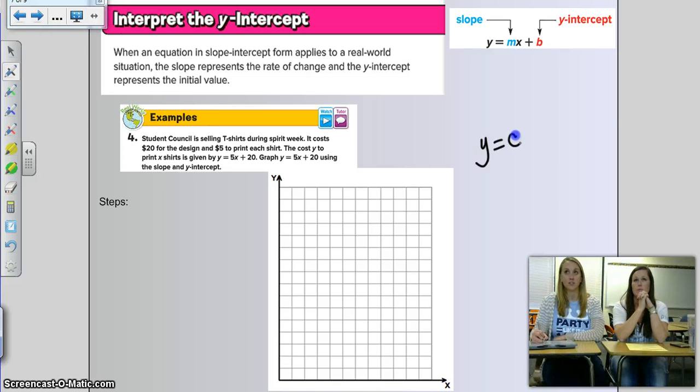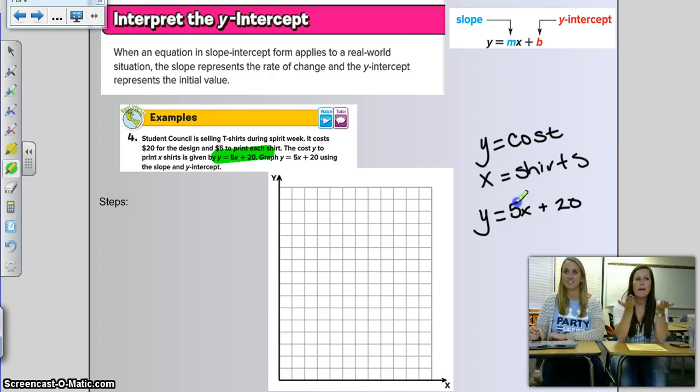You said y is cost, right? And x is shirts. Okay, so I'm just taking some notes. Then our equation is y equals 5x plus 20.